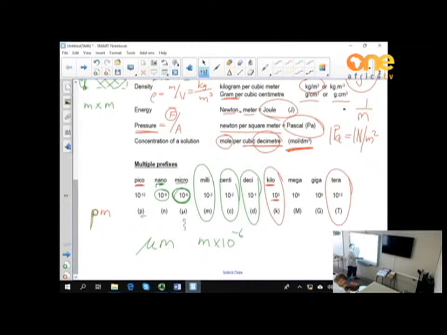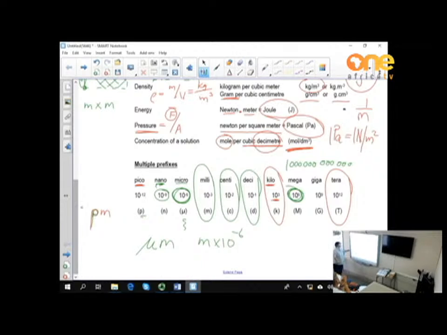Mega. If you've got megabucks, you've got $1,000,000. Six noughts, 10 to the power 6. Giga is 10 to the power 9. And a terabyte, computer boffins, 10 to the power 12. 10 to the power 12 will look like this. That's 12 zeros. Yeah, lots of them.